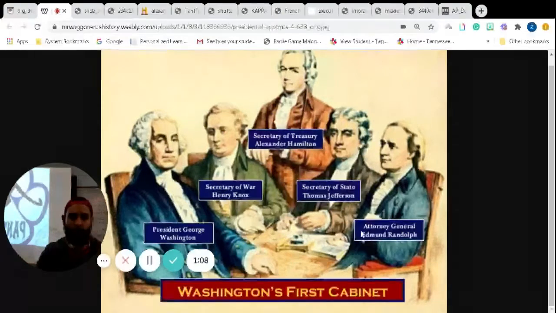And most importantly, the person we talked about a lot yesterday was Alexander Hamilton. The Department of Treasury got started up, and he was named Secretary of Treasury. He's pretty much in charge of the nation's money.